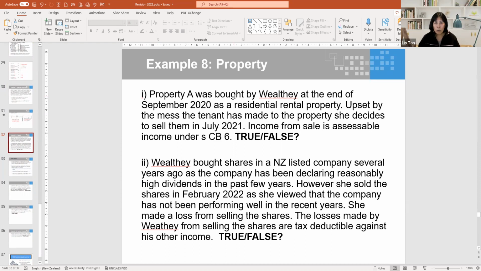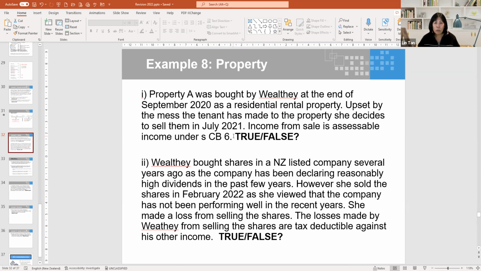So property A was bought by a wealthy person at the end of September 2020 as a residential rental property. Upset by the mess the tenants had made, she decides to sell it in July 2021. And the statement here is income from the sale is assessable under section CB6. Is that a true or false statement?